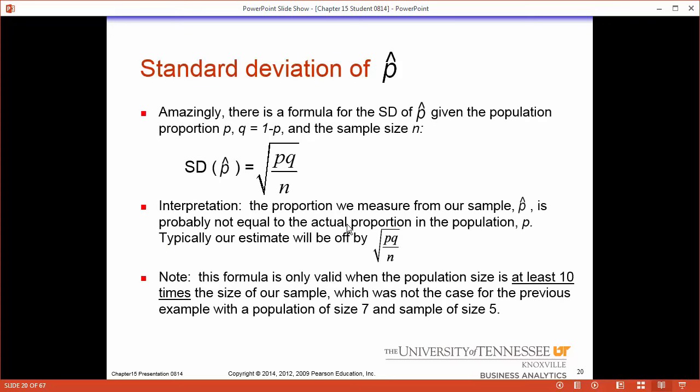The formula for standard deviation, as I always say, is the square root of p times q over n. That's the square root of p times q over n. The standard deviation for the sampling distribution of the sample proportion.